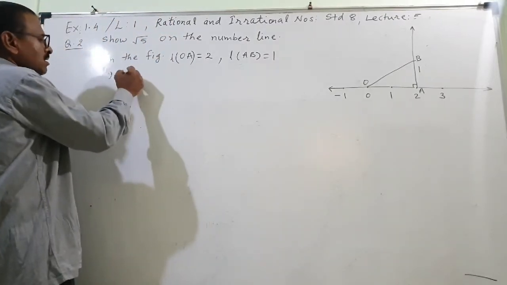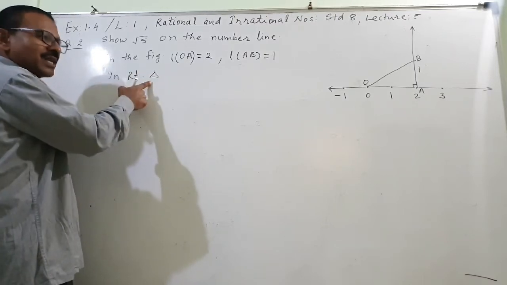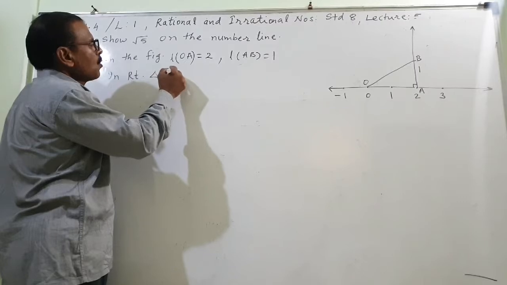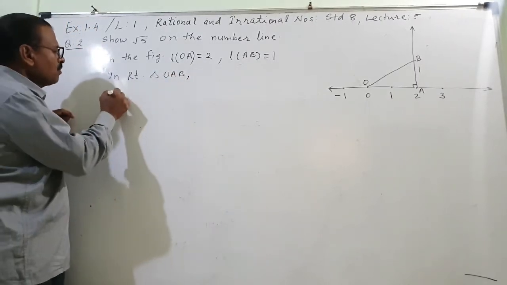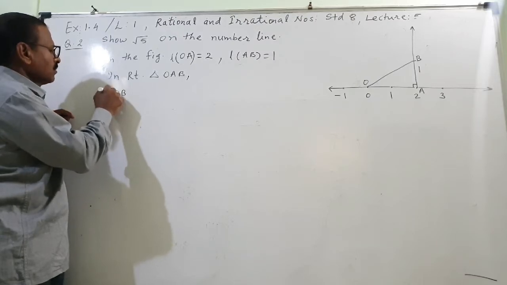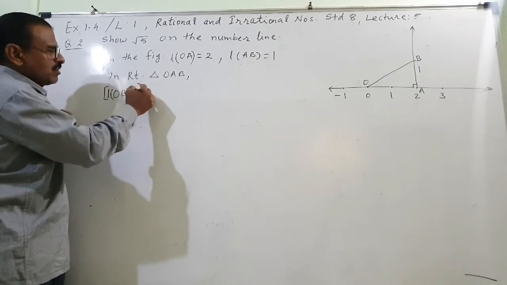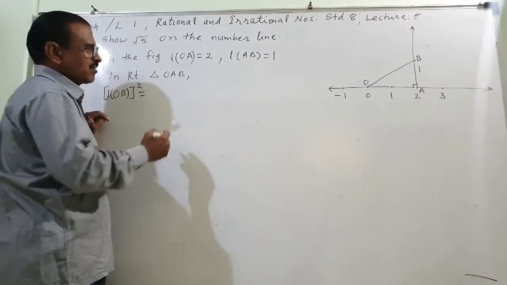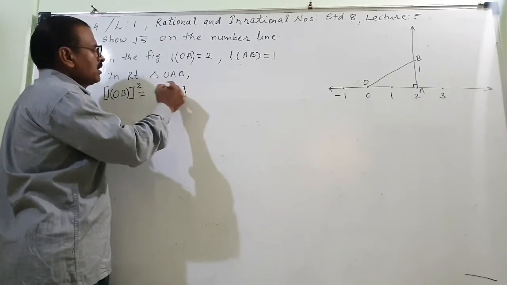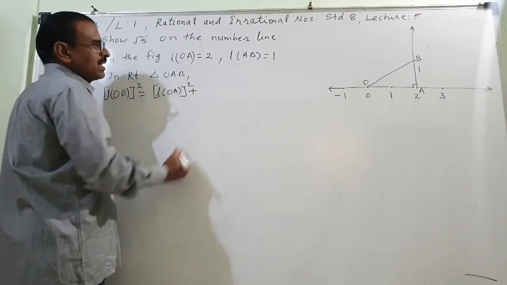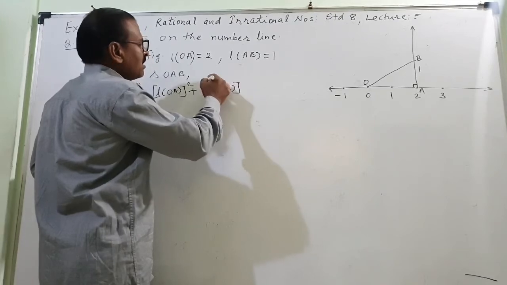In right angle triangle, RT triangle means right angle triangle, OAB. OB square equal to length OB, its square is equal to one side square plus other side square. One side means length OA, its square, plus other side is AB, length AB, its square.